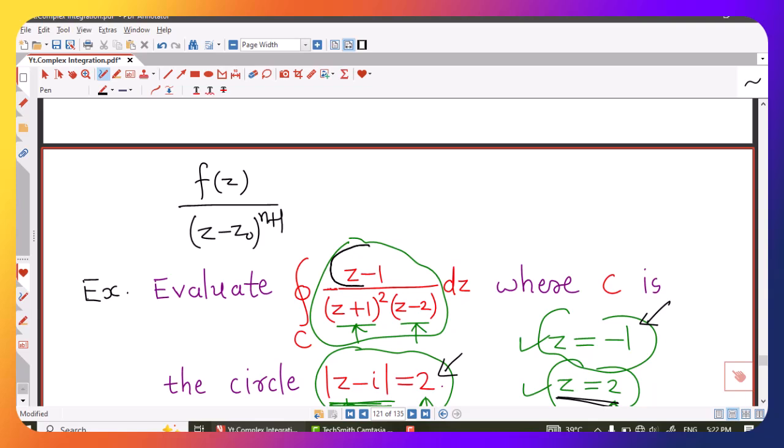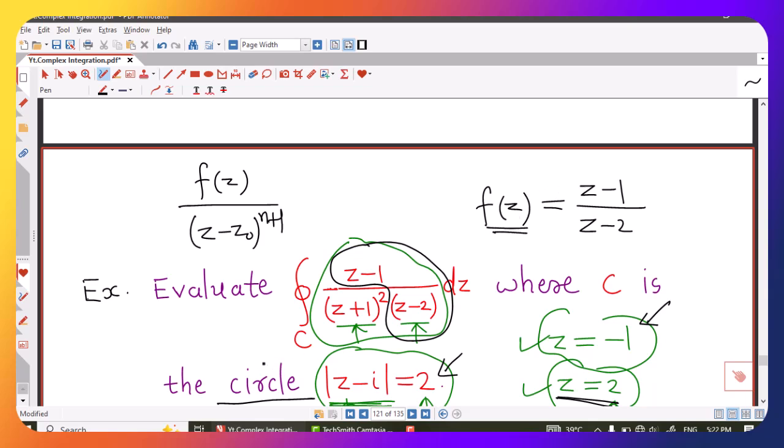So if I consider f of z equal to (z minus 1) divided by (z minus 2), then that function is analytic everywhere inside and on the given circle, because this function fails to be analytic at z equal to 2 only, but z equal to 2 is outside this circle. So this function is analytic everywhere inside and on this circle. And here if we compare with this, then z0 is minus 1 and minus 1 is inside this circle.